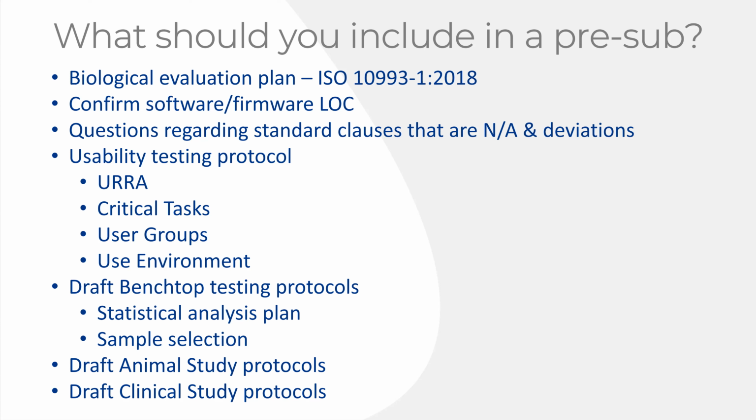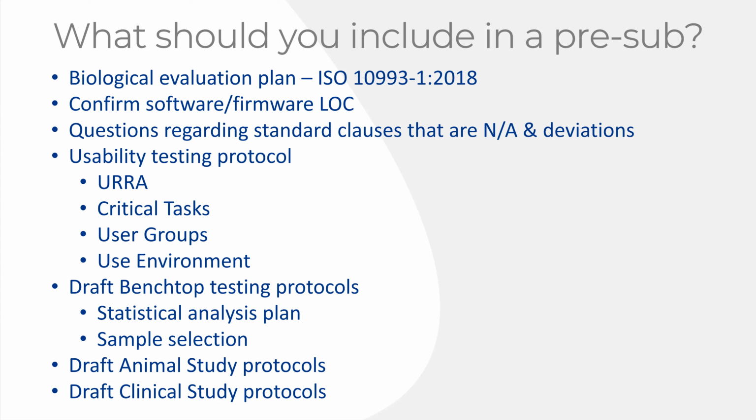Your usability testing, you're going to design your summative protocol. You might want to share that with the FDA along with your critical tasks. Identify what your user groups are, your use environment, describe what testing you're going to do, make sure the FDA is okay with that. If you're going to do it outside the US, which the FDA normally doesn't say yes to, you definitely want to ask them those questions during the pre-sub meeting. They can't give you feedback on animal testing unless you give them an animal study protocol, and it needs to be GLPs if it's an animal study.